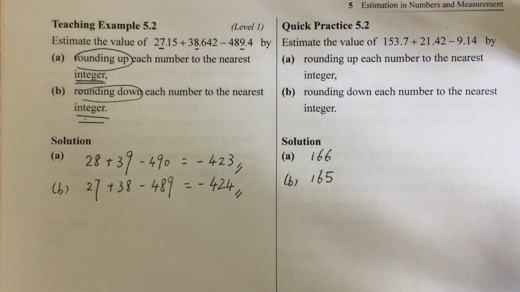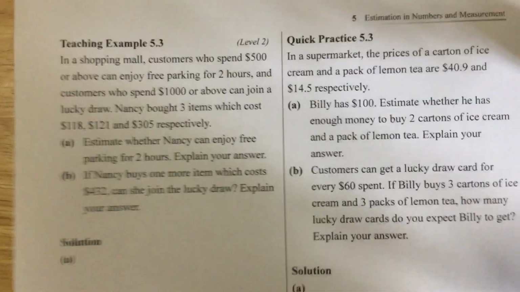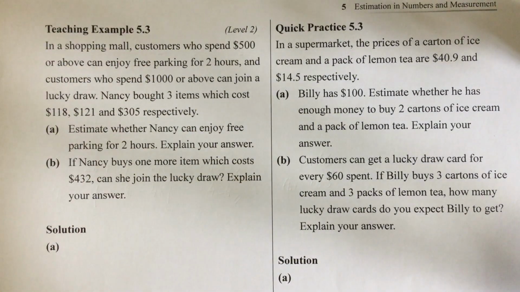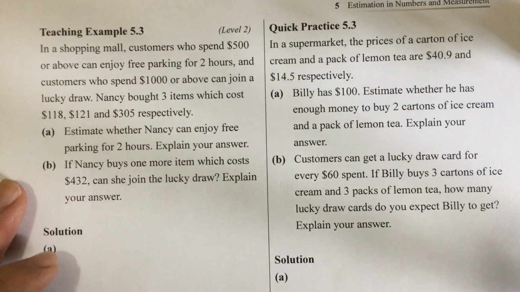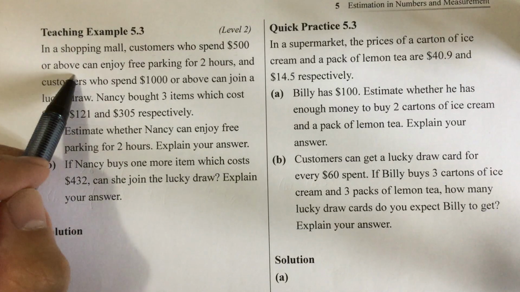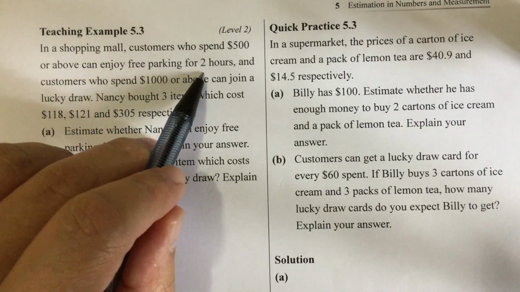Okay, now we will go to the last question. Not the last question, we will have another example for this. This one is the word problem for rounding up and rounding down. In a shopping mall, customers who spend $500 or above can enjoy free parking for 2 hours.